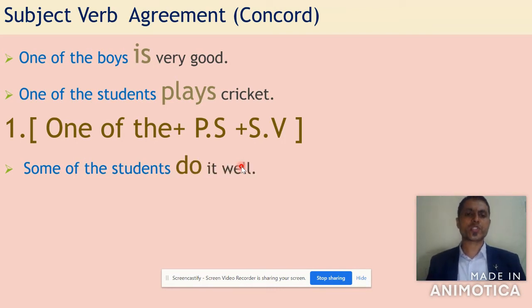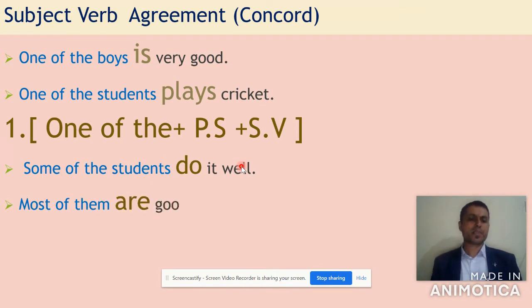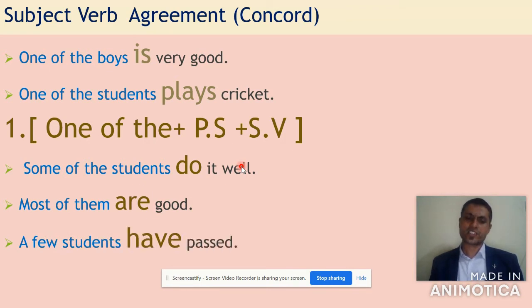Some of the students do it well, most of them are good, a few students have passed, right? From these example sentences, now we can also make a structure or formula ourselves. Now look at here. Some of the students, maybe two students or more than two.